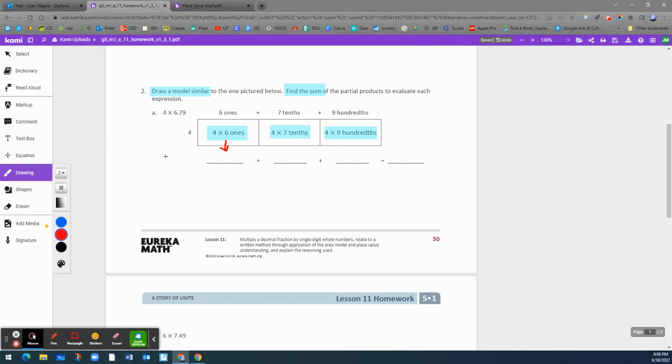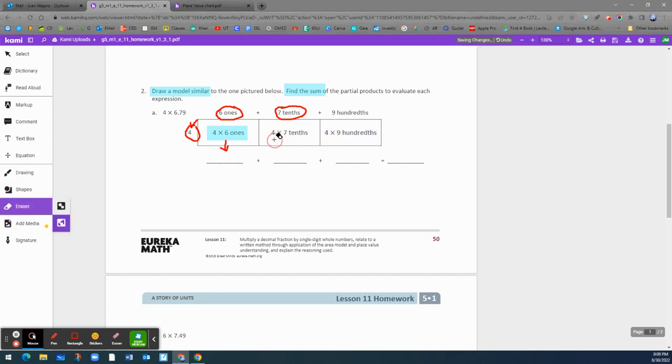You're probably thinking, where did the 4 times 6 ones come from? Well, that came from 4 times 6 ones. Okay, and the second column, it's 4, which is the same number here. That's the same factor, 4 times 7/10. And the last one will be again 4, because we have a 4 here, which is one of the factors, times 900. Okay, you see that it is easy to see.